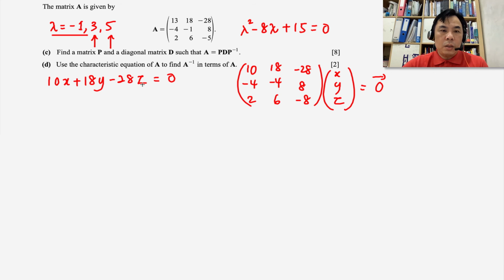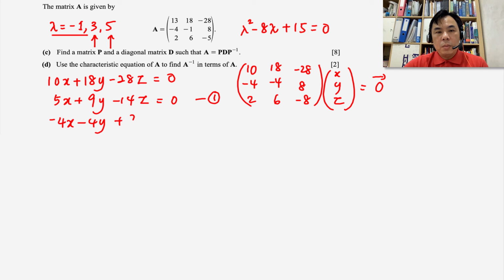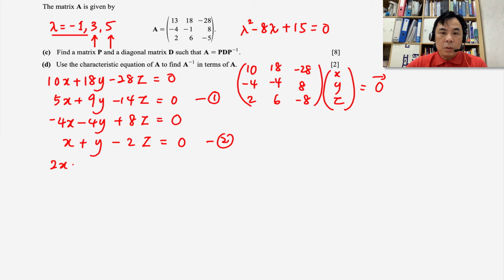If you like, you can simplify everything by 2, for instance. Okay, this is sort of like our first equation. Then the second equation, so you have 4x minus 4y plus 8z is equal to 0. And then you can also simplify that if you like. So that will be plus y minus 2z equals 0. That will be the second equation. And then the last one, you have 2x plus 6y minus 8z is equal to 0. We can also simplify this.